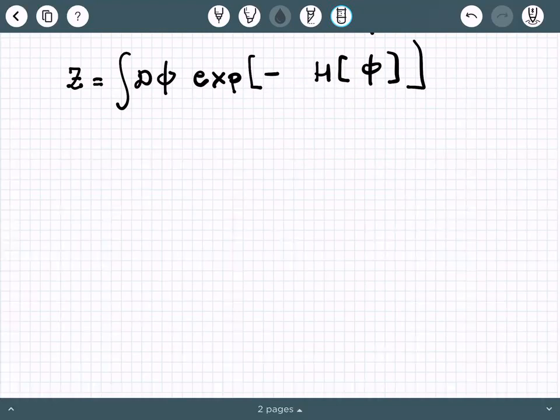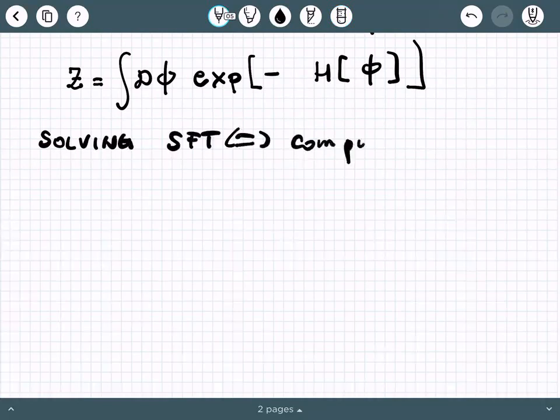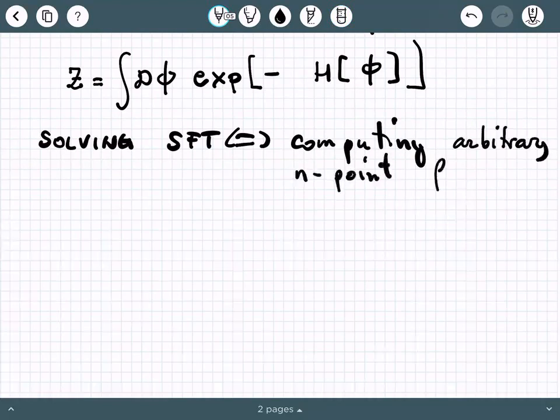The other thing we said last time is that solving a statistical field theory, to all practical purposes, can be reduced to the problem of computing any possible n-point function. Any possible correlation function. So solving a statistical field theory is basically equivalent to computing arbitrary n-point correlation functions.